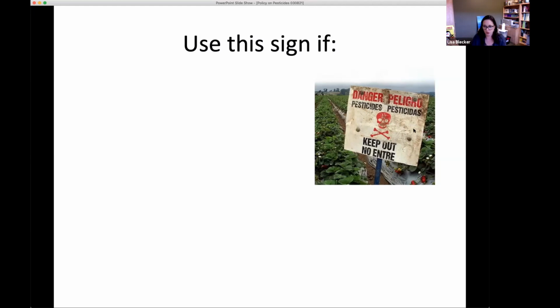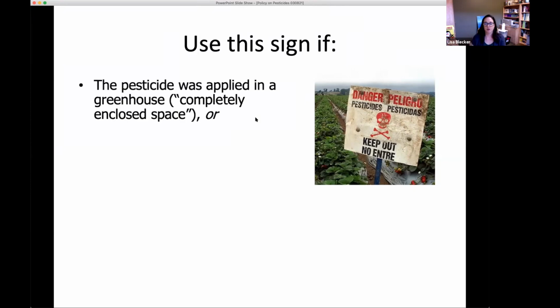So in California, we have our own specific posting signs. They have a skull and crossbones. Everything else about the sign is essentially the same. This one's particularly dirty, so not a great example, but it says danger, pesticides, keep out. And it's in English and in Spanish. A person with regular eyesight or corrected eyesight has to be able to read it from 25 feet.